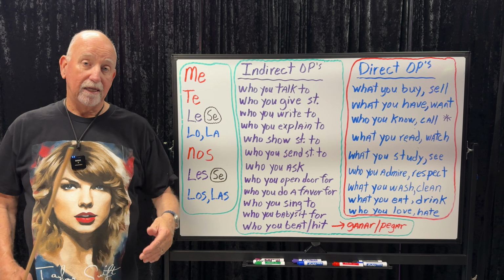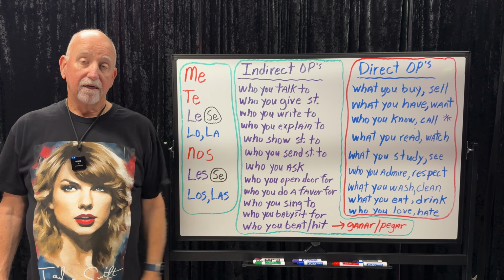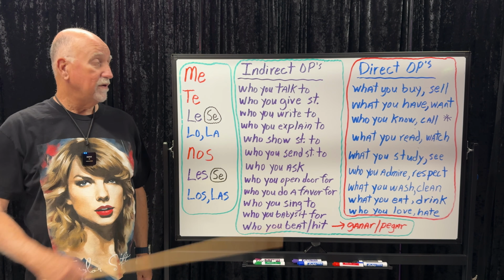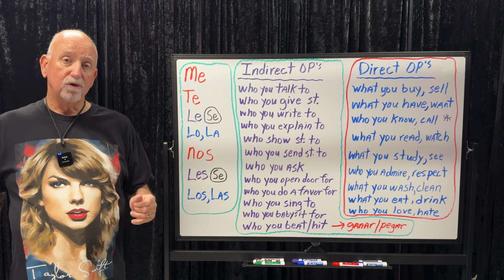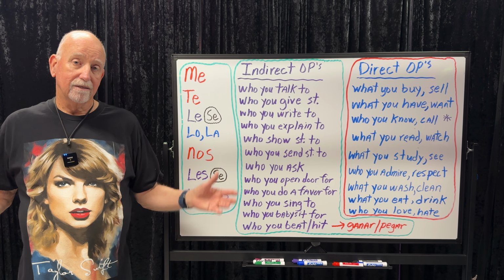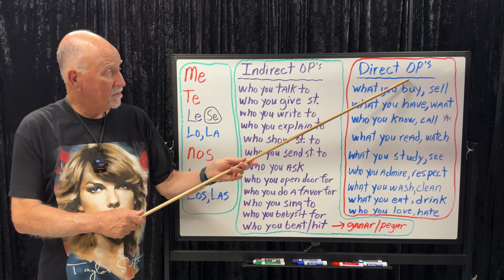Pegar, I hit him, would be le pegué. I hit her, le pegué. And I hit them, les pegué. All right, those are indirect object pronouns, right? To whom, for whom, on whom, or at whom something happens to. That's it. Now, let's look at some direct object pronouns.